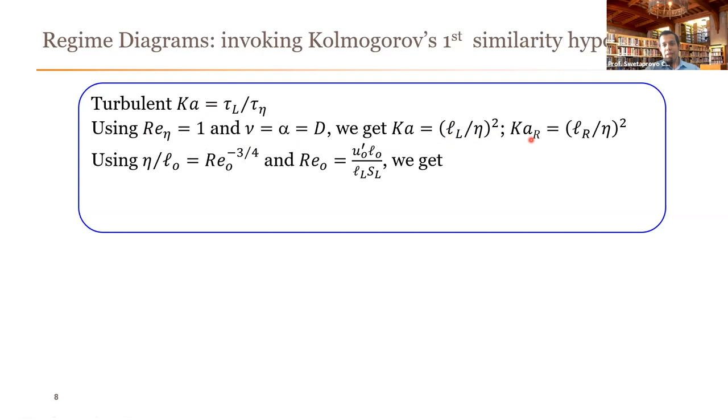Now we can also define a reaction Karlovitz number where the length scale is defined based on the reaction zone thickness. And you know that the ratio of the reaction zone thickness to the preheat zone thickness is of the order of the Zeldovich number. That comes from the standard laminar premixed flame analysis. And of course, we use the scale separation ratio, that is the ratio of your Kolmogorov length scale to the integral length scale, as Reynolds number to the minus 3 by 4.